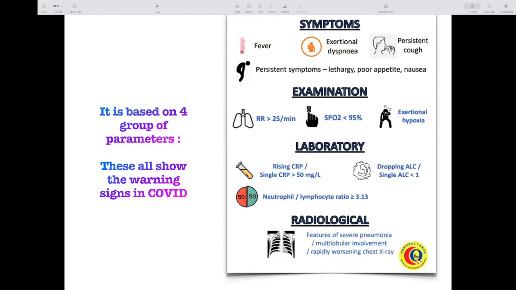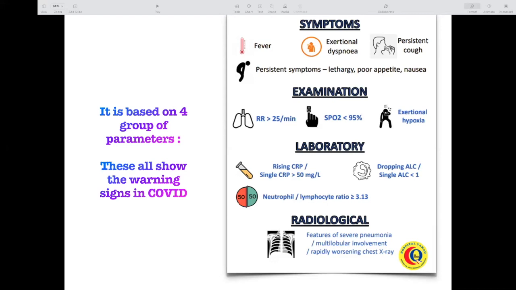We start with symptoms. If the patient has fever, exertional dyspnea, or persistent cough, or any other persistent symptom like lethargy or poor appetite, it is a warning sign of COVID-19. For examination-wise, if the patient is tachypneic with RR more than 25, or the SpO2 is less than 95%, or the patient has exertional hypoxia, it's also considered a warning sign of COVID-19.